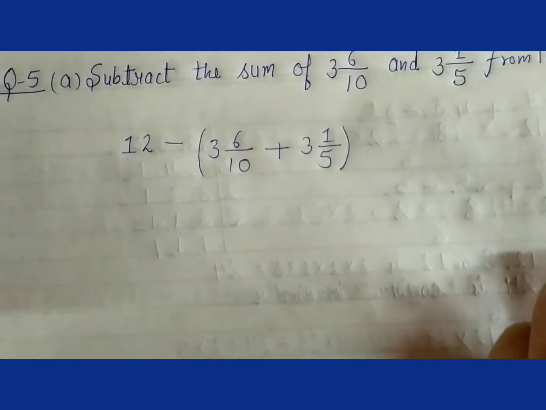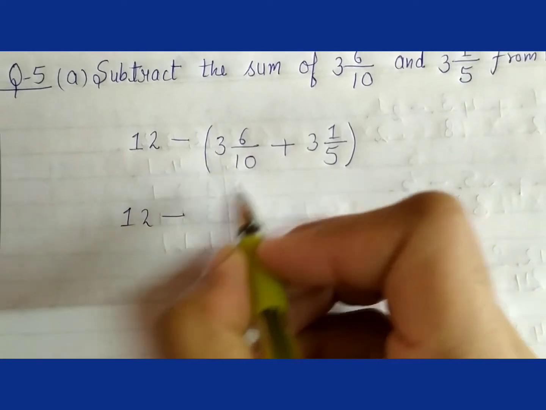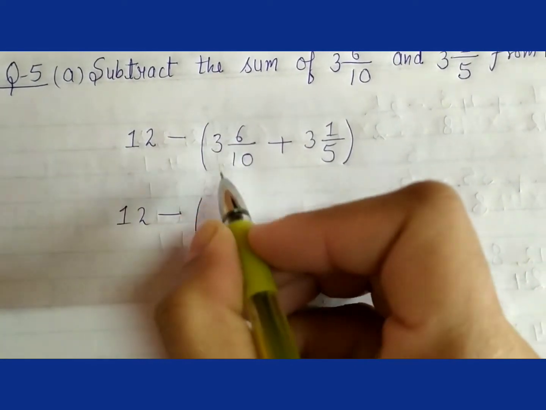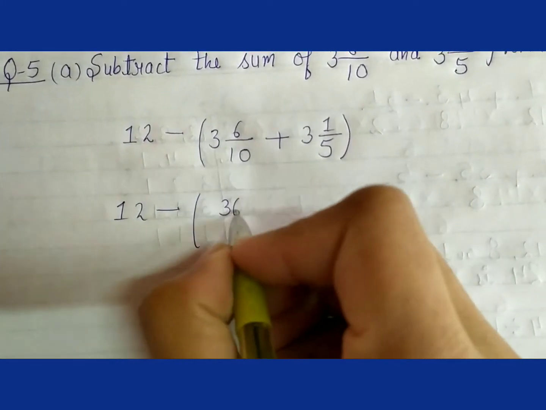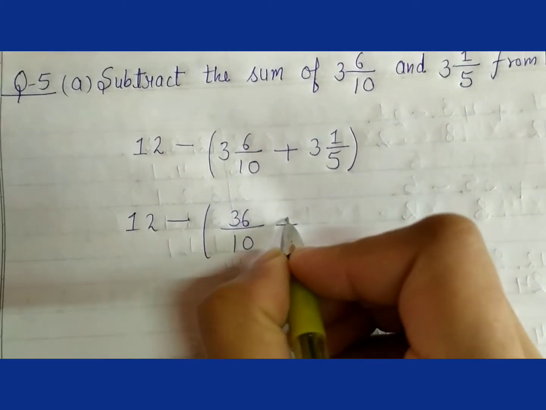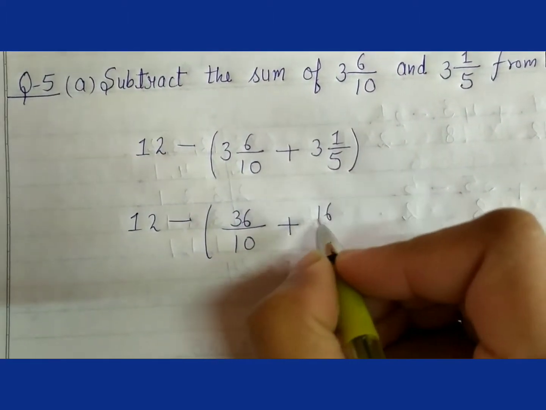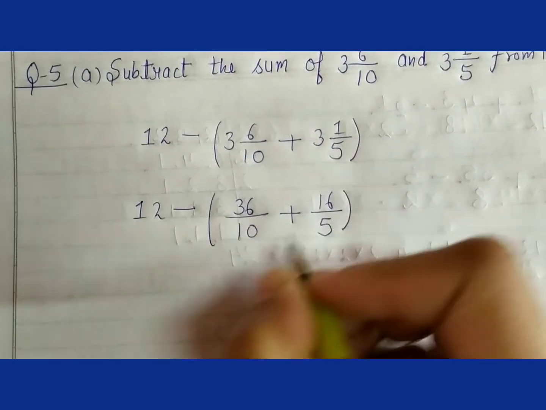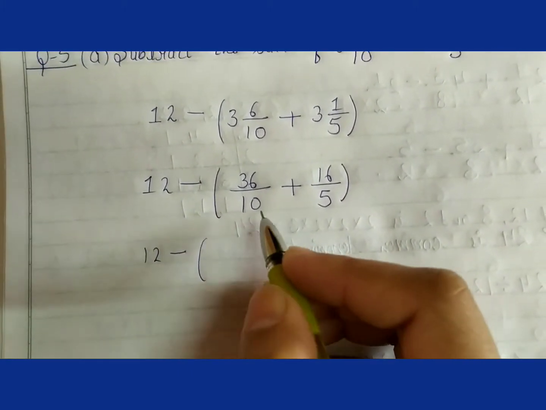Solve this question. Firstly children, change into improper fractions. 10 multiply 3, 30. 30 plus 6, 36 upon 10. Plus 5 multiply 3, 15. Add 1, 16 upon 5. 12 subtract as it is. So let's find the LCM.